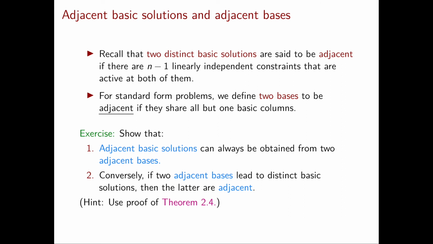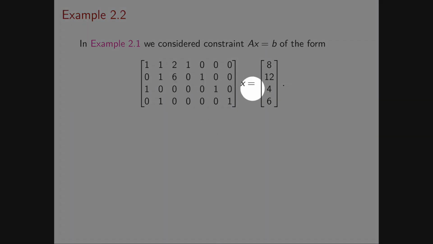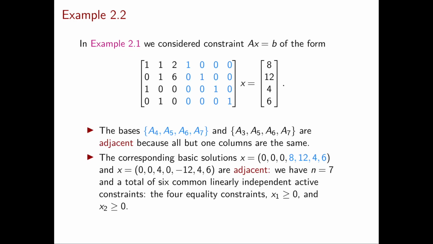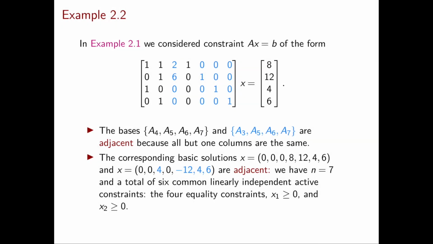In order to prove these two properties, you can use the same type of techniques that we discussed to prove Theorem 2.4. While I'm not going to prove these two properties, I'm going to instead give you some examples. Let's again look at this example, where we have our system Ax equal to b, as written in the slide. Let's first see an example of two bases that are adjacent. Let's pick A4, A5, A6, and A7, and A3, A5, A6, and A7. I only exchange the fourth column with the third. Therefore, by definition, they are adjacent bases.